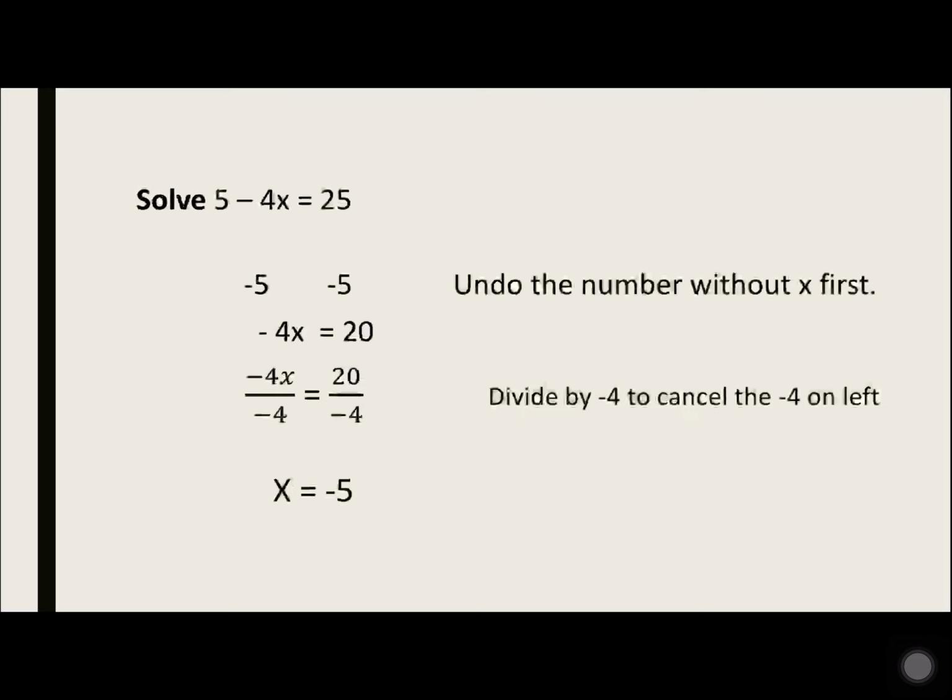Solve. 5 minus 4x equals 25. You undo the number without x first. You get rid of that 5. It's not adding 5 because 5 plus 5 would be 10. We need to subtract 5 so that 5 minus 5 is 0 and cancels out. So we're going to subtract 5 on both sides. 5 minus 5 cancels, so we have negative 4x on the left. On the right, 25 minus 5 is 20. Negative 4x equals 20. We divide by negative 4 to cancel. Negative 4 divided by negative 4 cancels to give us x. On the right, 20 divided by negative 4 equals negative 5.